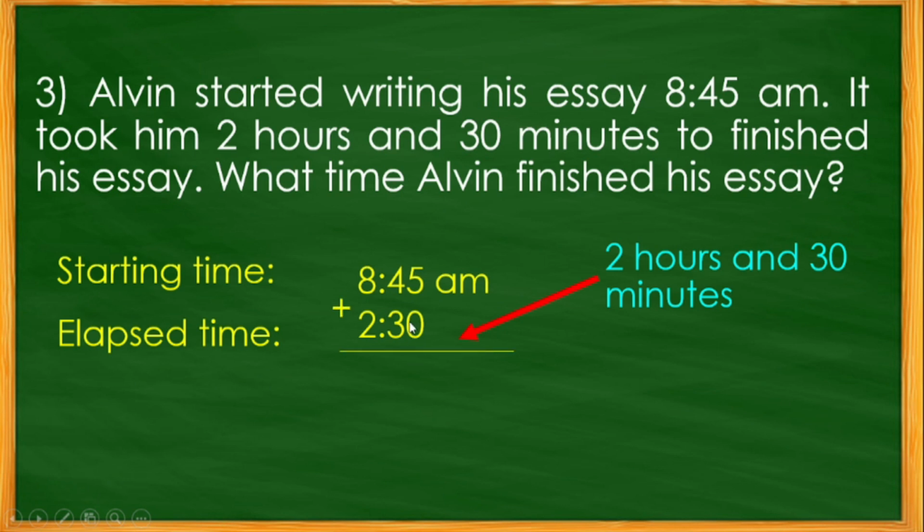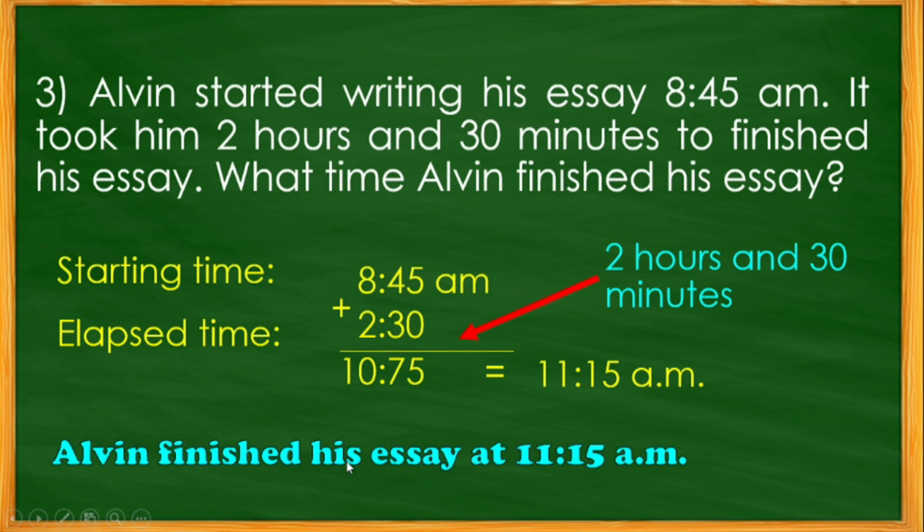Then add. So we have 5, 7, and 10. As you can see, the minutes are over 60, so we're going to regroup. So 60 minutes is 1 hour, so 10 becomes 11, and 75 minus 60, the answer is 15, so the answer is 11:15 a.m. So Alvin finishes his essay at 11:15 a.m.